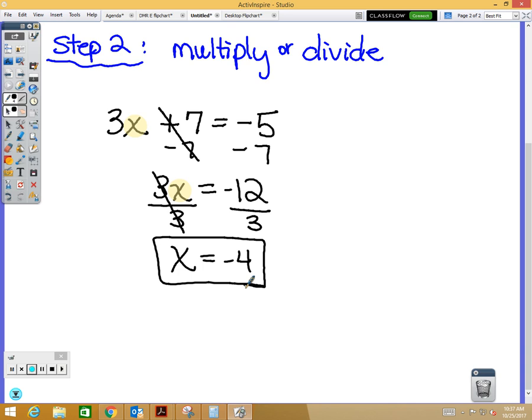Now, on this lesson and on this assignment, I want you to show these 2 steps. We're going to get to a certain point where I don't mind you not showing these 2 steps. But while we're starting out, I want you to show what you are adding or subtracting, and what you are multiplying or dividing by. Okay? Questions about that then?